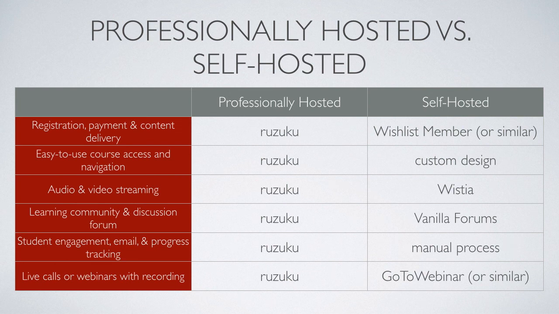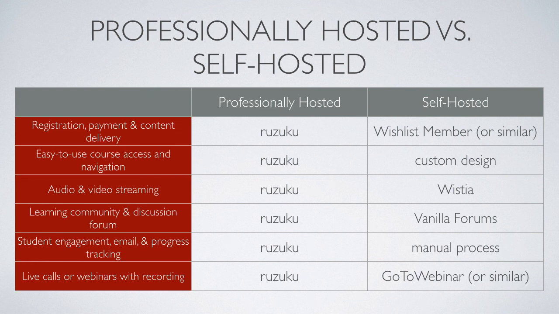So the other way you can think about this, as you're looking at what your options are, is to break down different possibilities for either having a professionally hosted solution, so a website like Ruzuku, where a course platform has been developed and is hosted for you and you simply subscribe to it, versus what some people call self-hosted, meaning that you host your own course website and you stitch together or orchestrate a number of different tools, each of which provides one component of your course.